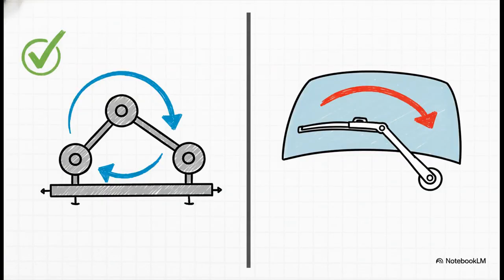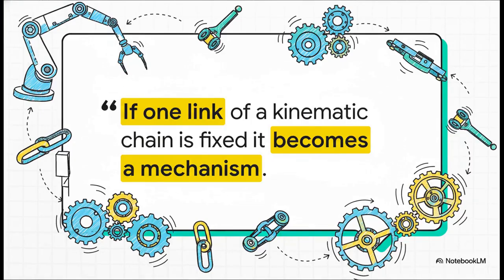And that right there, that is huge. That simple little check is literally the difference between designing an engine part that can spin continuously and creating, say, a windshield wiper that just rocks back and forth. It's an amazingly powerful predictive tool that saves designers a ton of time. So we've seen how these rules help us design predictable motion.